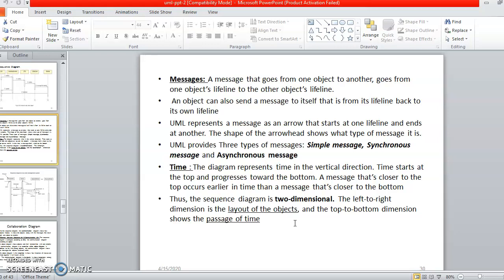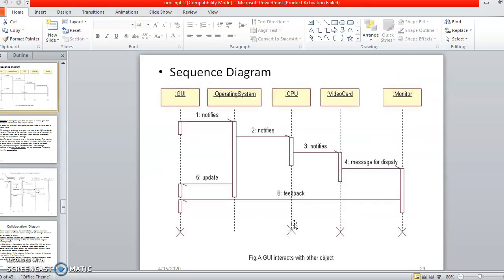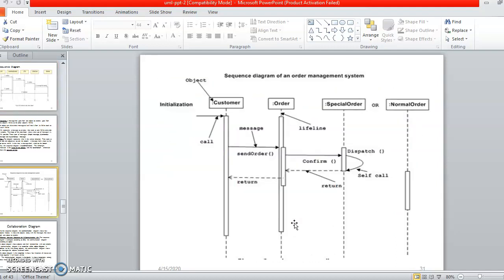Message: a message that goes from one object to another, it is nothing but your message. And next one is time. Time is represented in the vertical direction. Time starts at the top and progresses toward the bottom. This figure shows time as well as message. One more example, it shows a sequence diagram. See, components are there, then connections, vertical lines and horizontal lines.